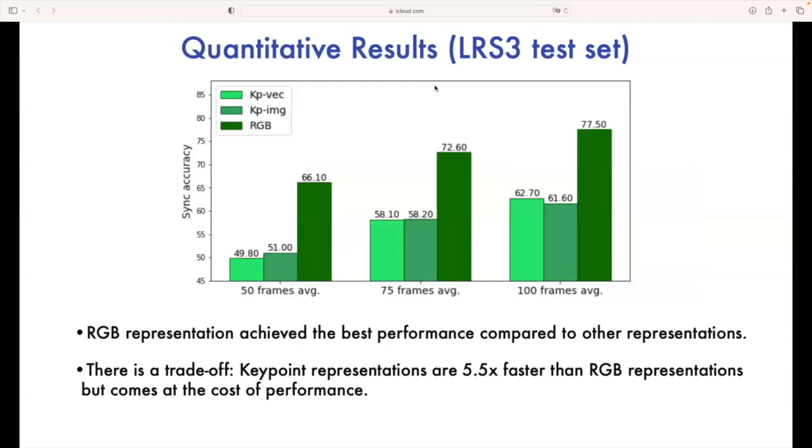Okay, so let us see some of the quantitative results from our model. The graph shows the synchronization accuracy that we obtain from our model. The summary is that the RGB representation achieved the best performance compared to other representations. But it is very important to understand the trade-off here. Although RGB gave us the best performance, we already saw that key points are way faster and more efficient compared to RGB representation. But if you want to use key points, it always comes at the cost of performance.